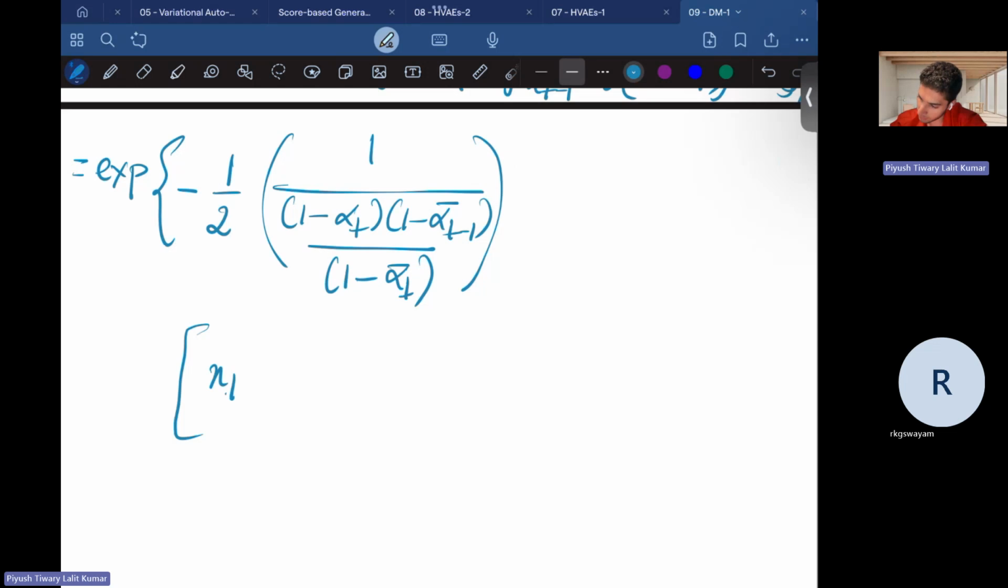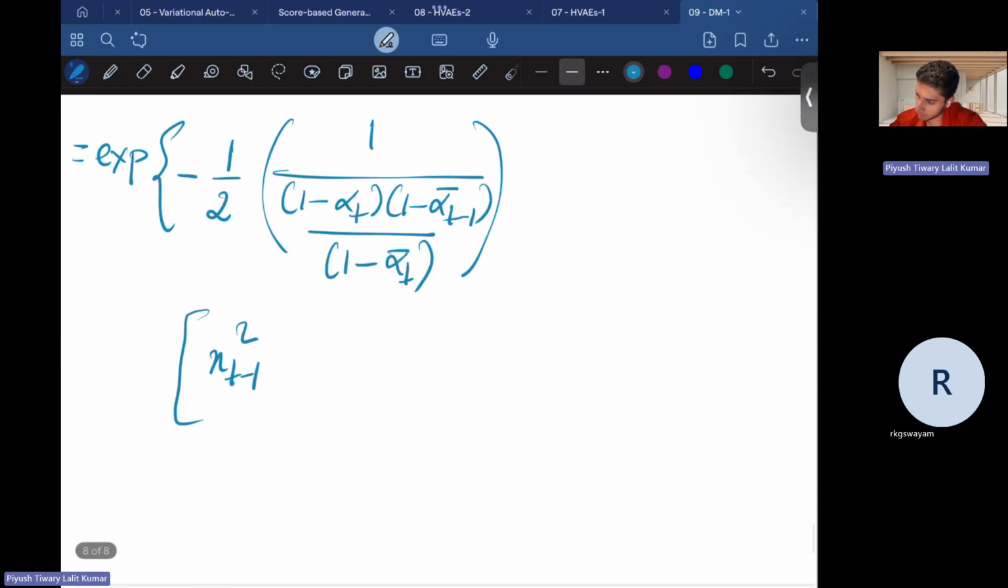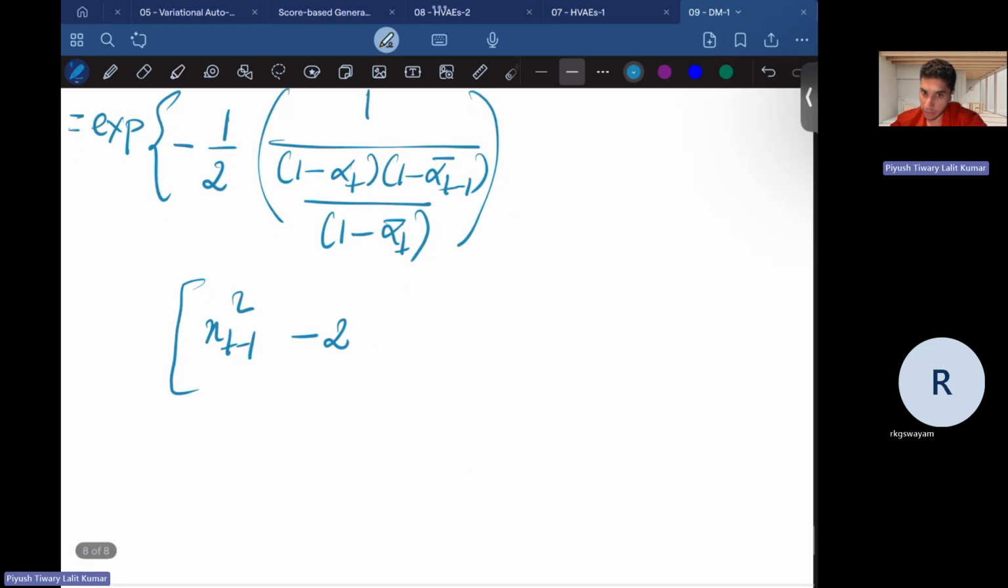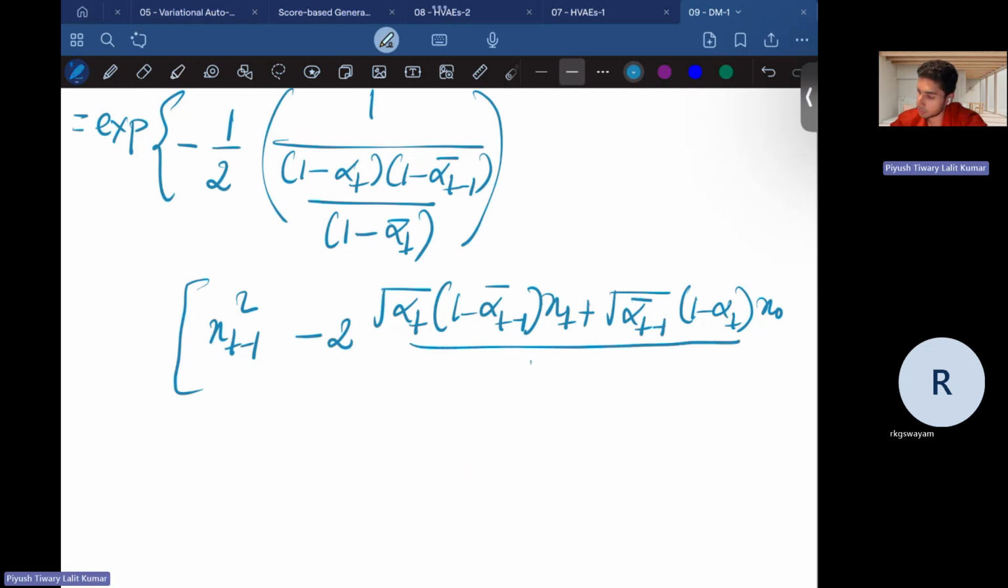So what is inside? This is nothing but xt minus 1 square, right? The first term minus 2 times square root of alpha t, 1 minus alpha t minus 1 bar, xt plus square root of alpha t minus 1 bar, 1 minus alpha t, x naught, divided by 1 minus alpha t bar, xt minus 1. This is what it is.